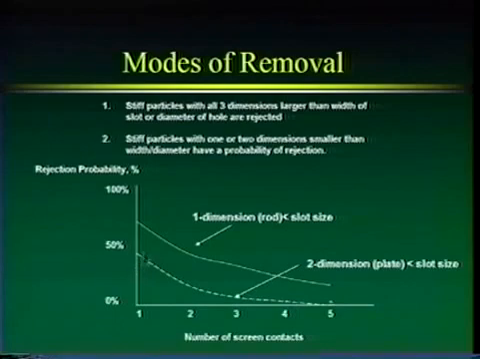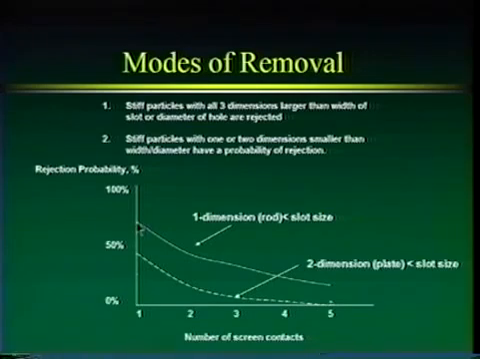So what we're looking at here, let's just look at the one-dimensional rod, for instance. If that one dimension is less than the slot size, then there's 2 dimensions that will be blocked. And we can just crudely assume that if there's 2 dimensions that will be blocked, we've got a 2/3 chance that we would reject it. And there's a 1/3 chance that it would pass through. So basically we've got a 2/3 chance of rejection.